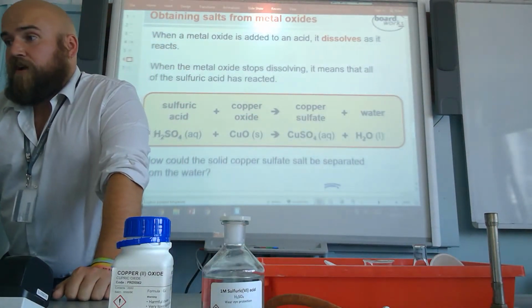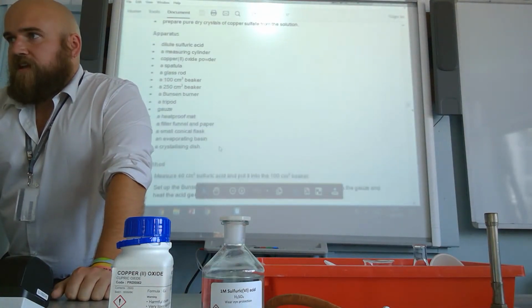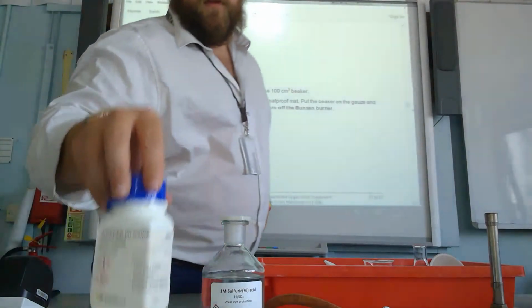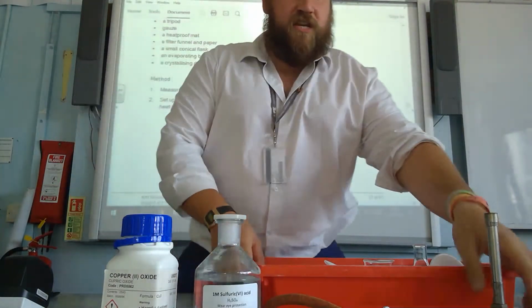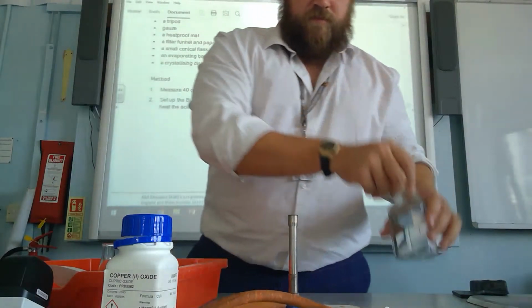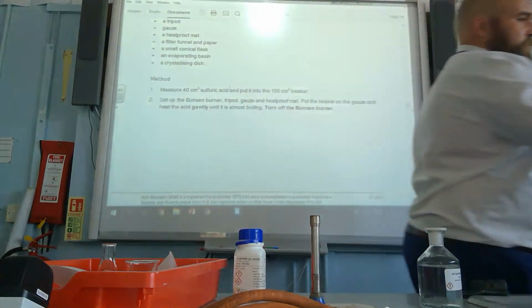So this is a required practical, actually. So I'm just going to demonstrate it to you. All right. So to do this, because I am making copper sulfate, I'm going to need copper oxide and sulfuric acid. That's pretty much it. So hopefully you guys can see everything that I'm going to try and do here. I'm going to bring in my tripod and gauze.